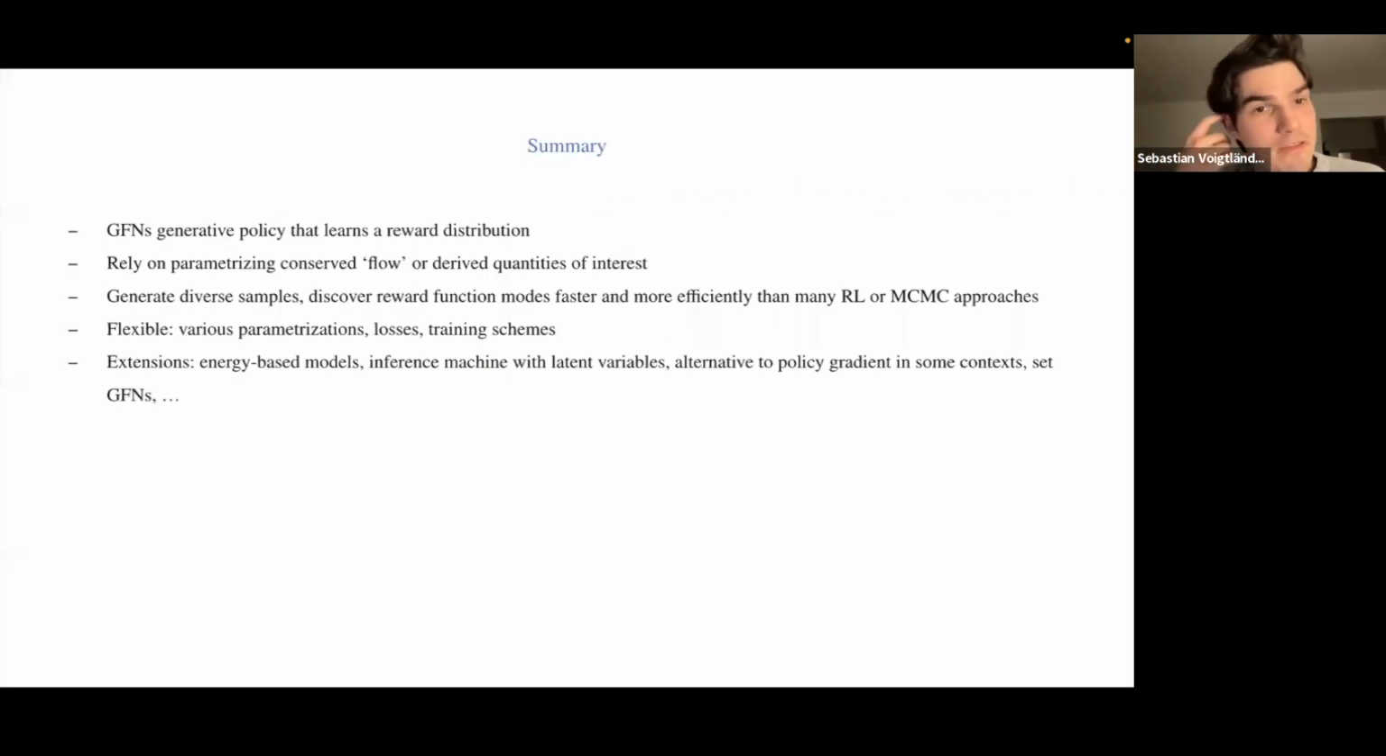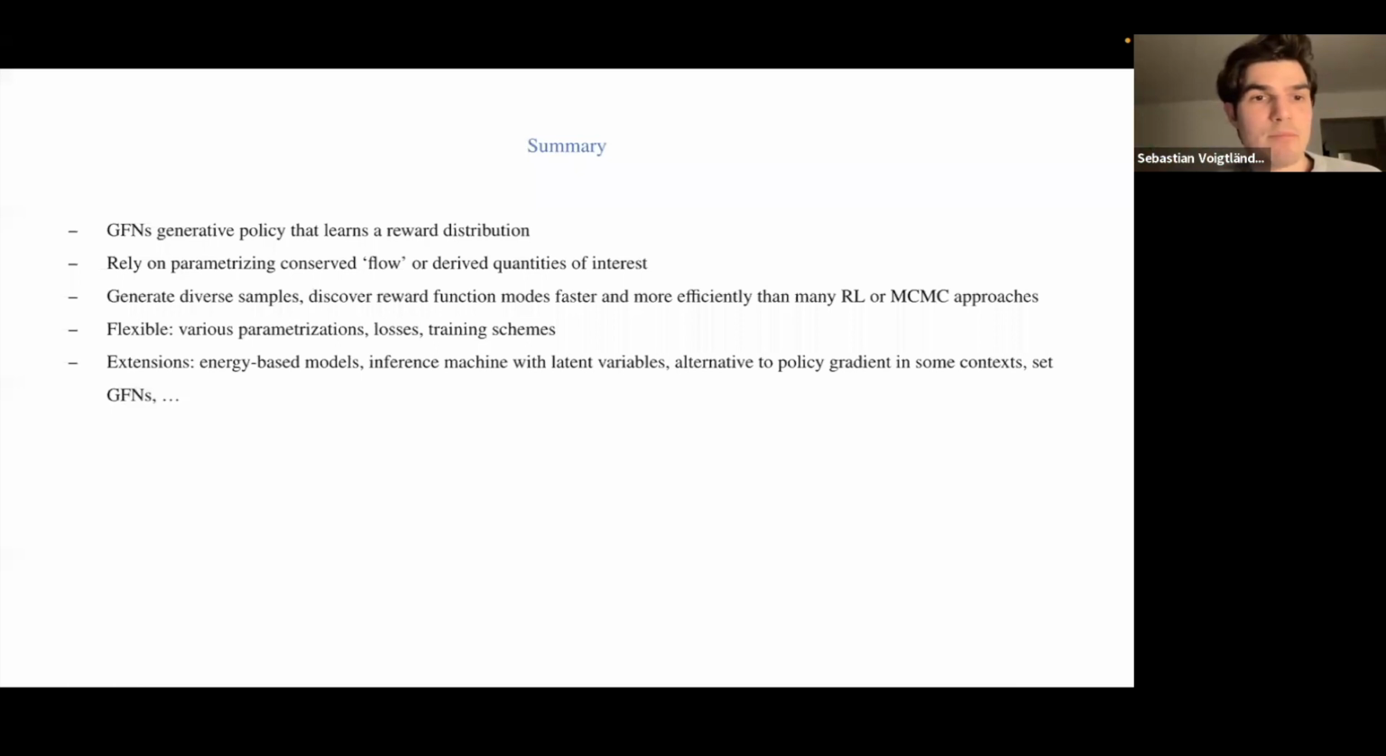And now to the summary. GFlowNets are generative policies that learn reward distributions, and they rely on parameterizing flows that are conserved across all the internal and the final nodes of the graph. They can be parameterized very flexibly in order to define various loss functions, which are either direct consequences of the flow conservation equations or in analogy to the balance equations that you find in Markov models and also in statistical physics.